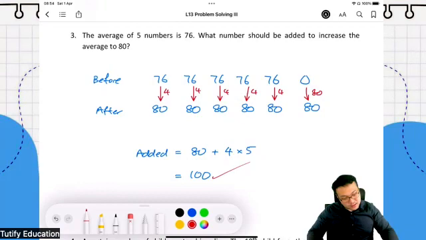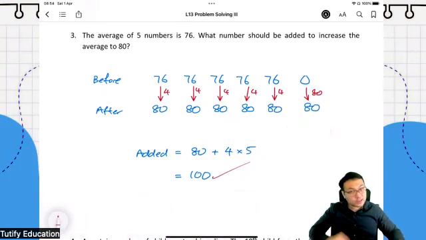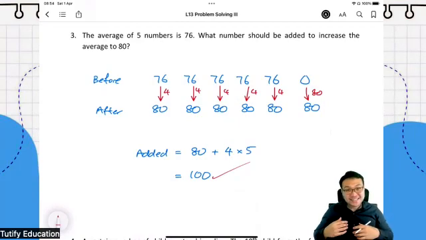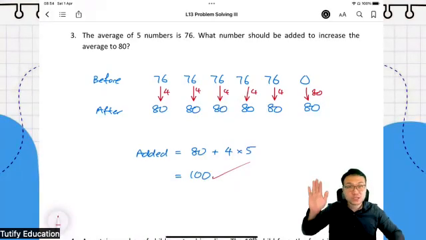So this extra person came in with 100 sweets. Then everybody said, hey, give us some, right? So he gave some to everyone, but he kept 80 for himself. Understand? So he started off with 100 sweets. So this extra number that you added must be the number 100. Any questions, students? Raise your hand.